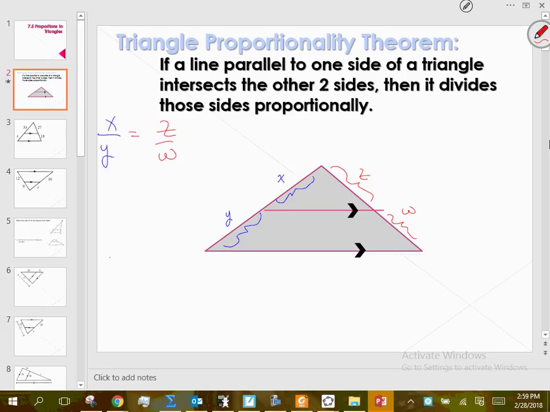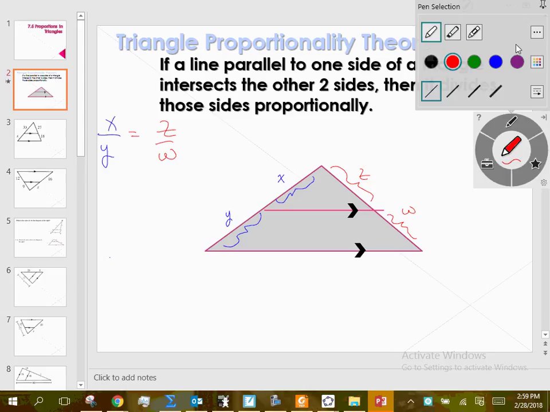And what's nice about that is that distance right there, is that part of a full triangle, or is it a full side of a triangle? No. Okay. This red part is a full side of a triangle, right? Or that top triangle. But the blue is just part of that segment. Okay. But the proportionality theorem says that this will be true.